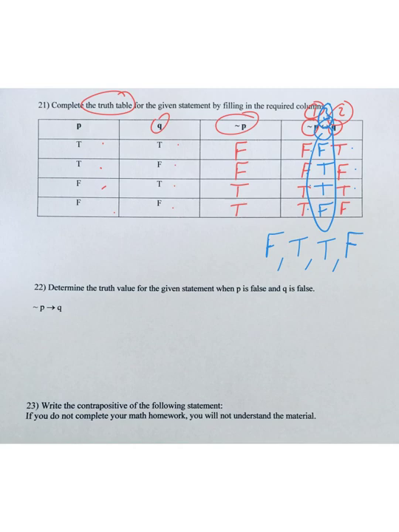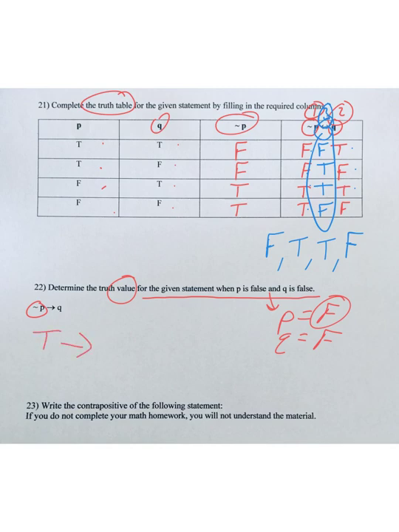22. We are back to truth value. It says determine the truth value for the given statement when P is false and Q is false. So again, they tell you what to plug into the letters. P is false and Q is false. So we have negation P, so the opposite of P. So if P is false, the opposite of a false is a true.